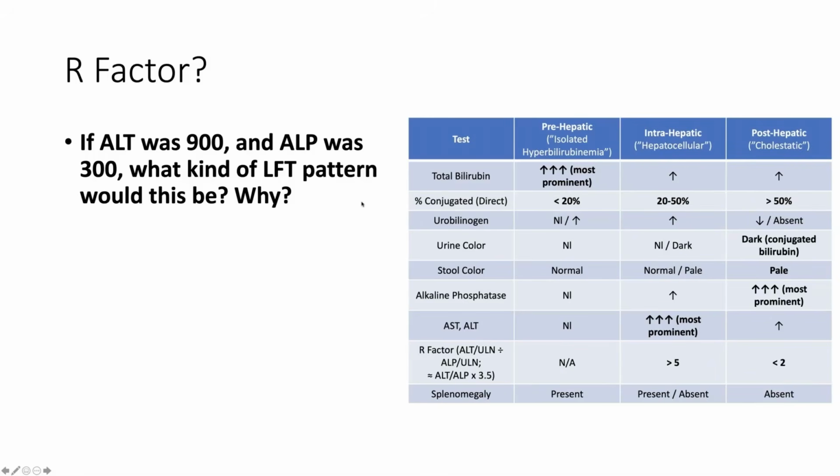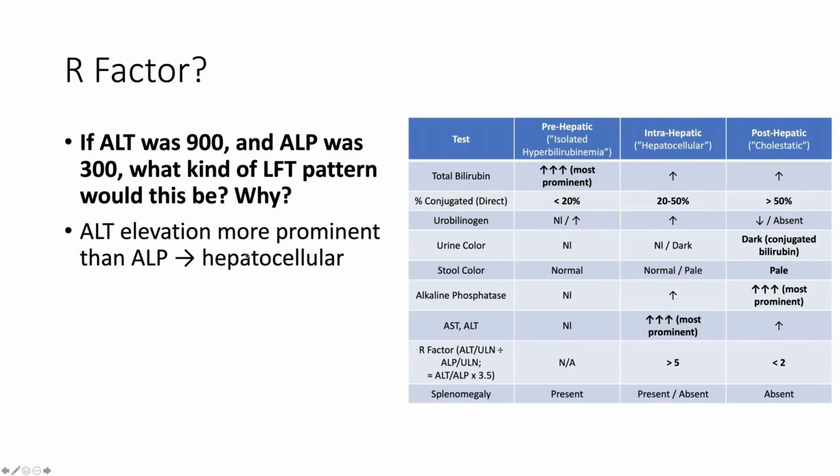Say, oh yeah, just eyeball it and say, oh yeah, alk-phos is a lot higher than normal, or ALT is a lot higher than normal, and alk-phos is just a little bit higher than normal. That I think is harder to do, especially if you don't have a lot of experience looking at LFTs. So if you're not comfortable with that way, then R factor is for you.